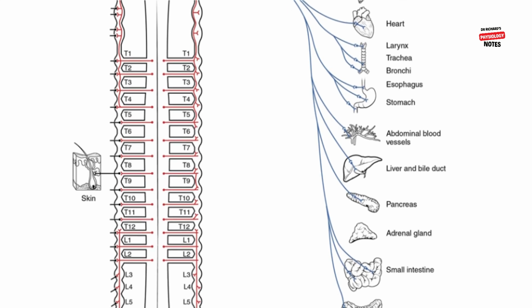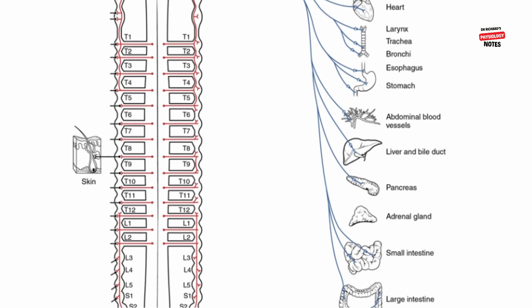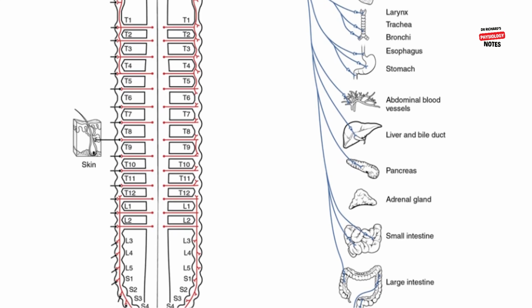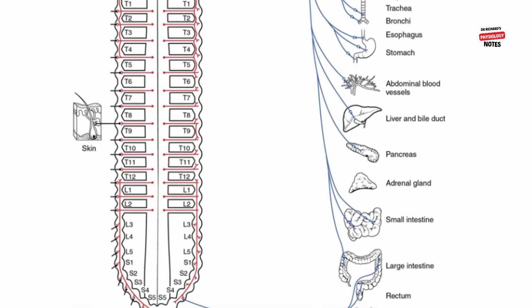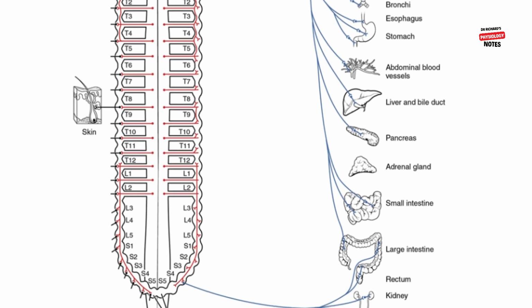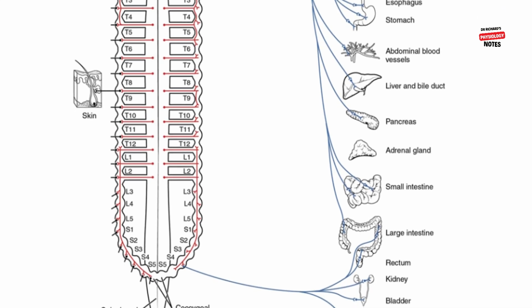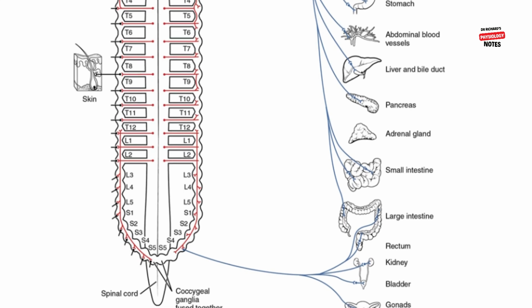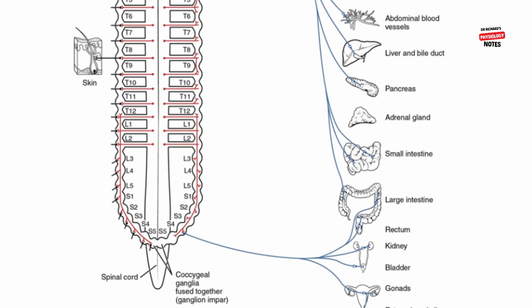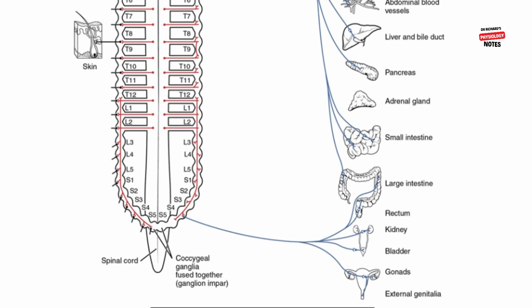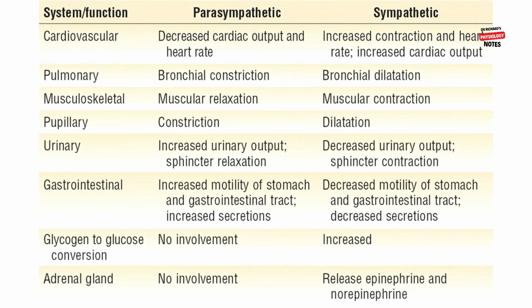Most transmissions occur in two stages. When stimulated, the preganglionic neuron releases acetylcholine at the ganglion, which acts on nicotinic receptors of postganglionic neurons. The postganglionic neurons then release acetylcholine to stimulate the muscarinic receptors of the target organ. Let's look at the actions of the sympathetic and parasympathetic divisions.